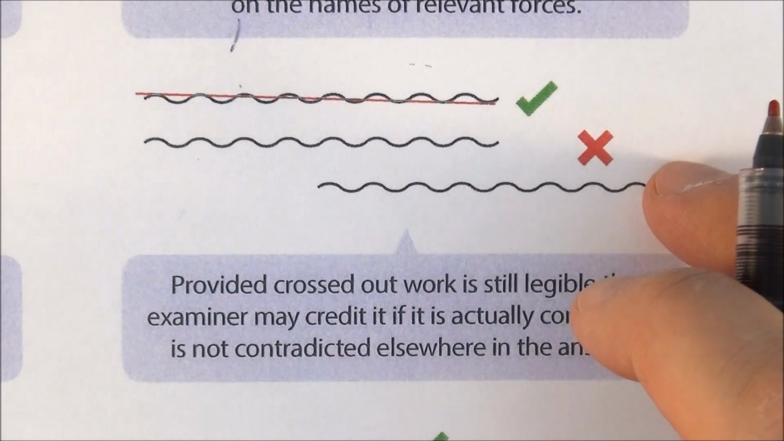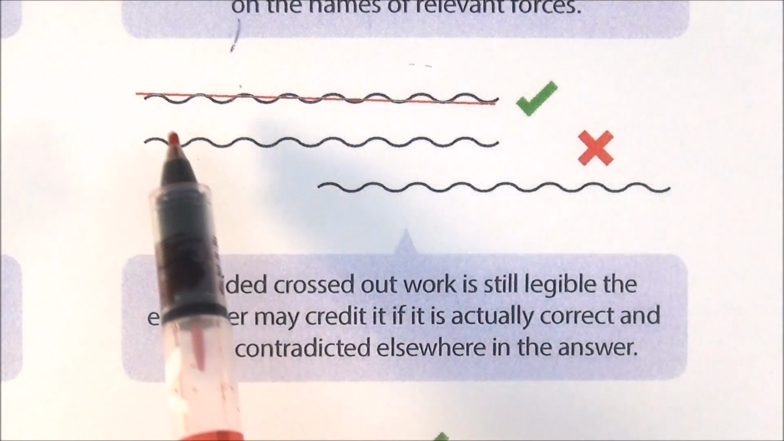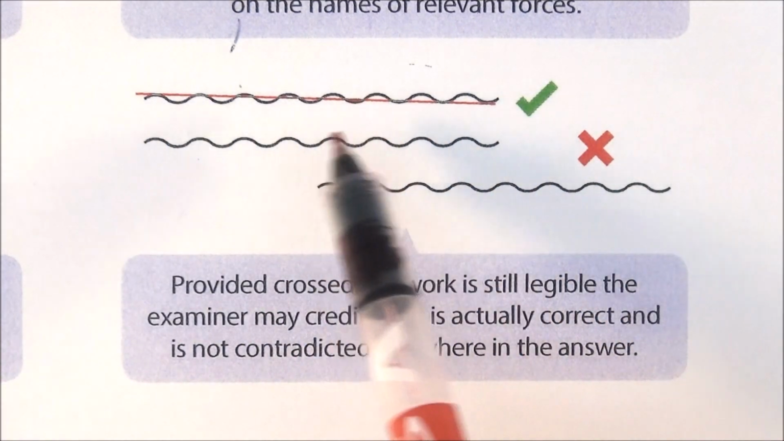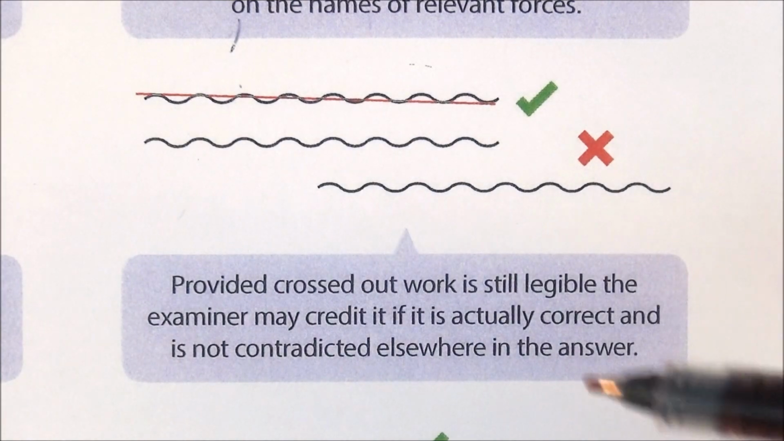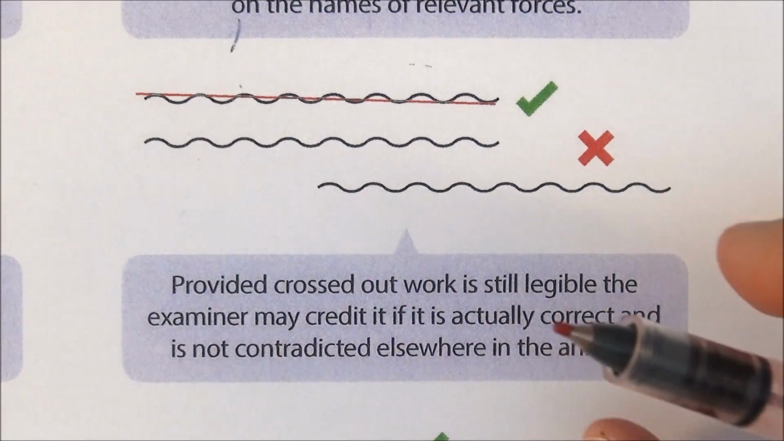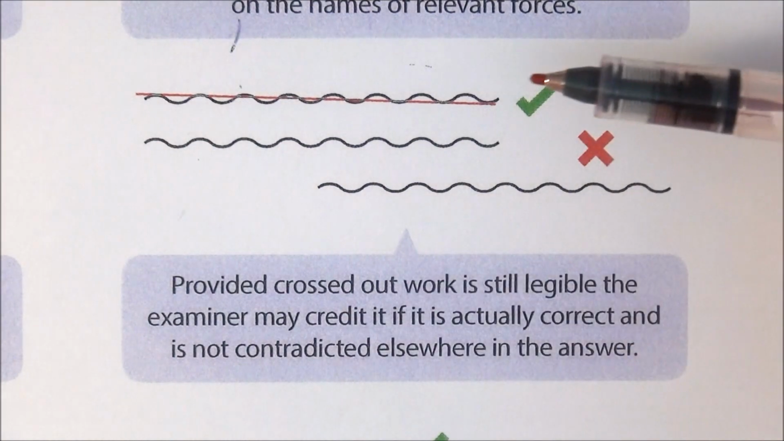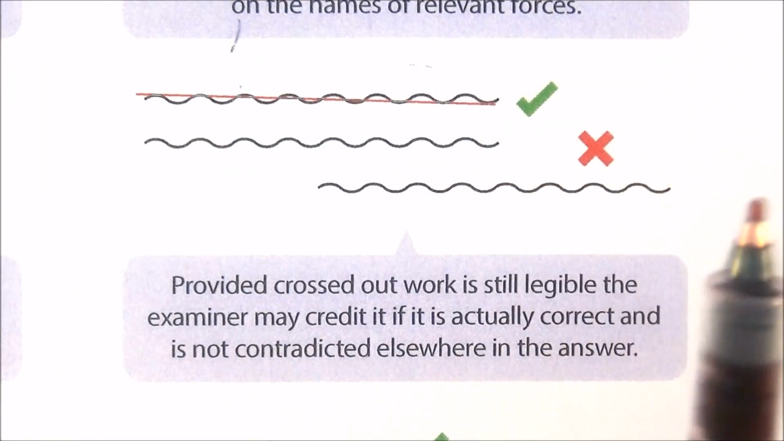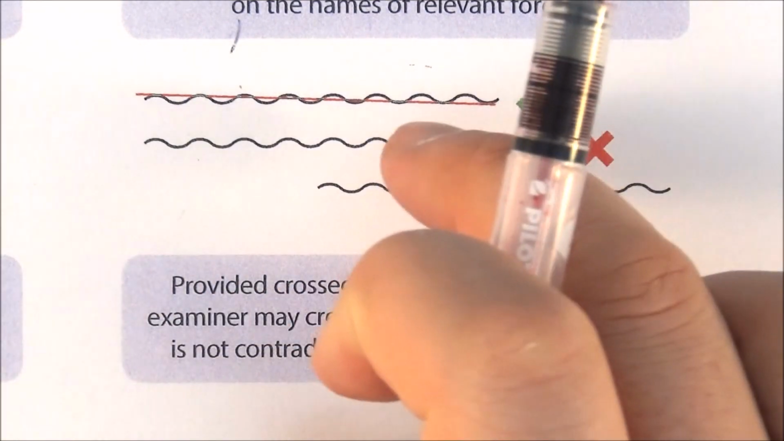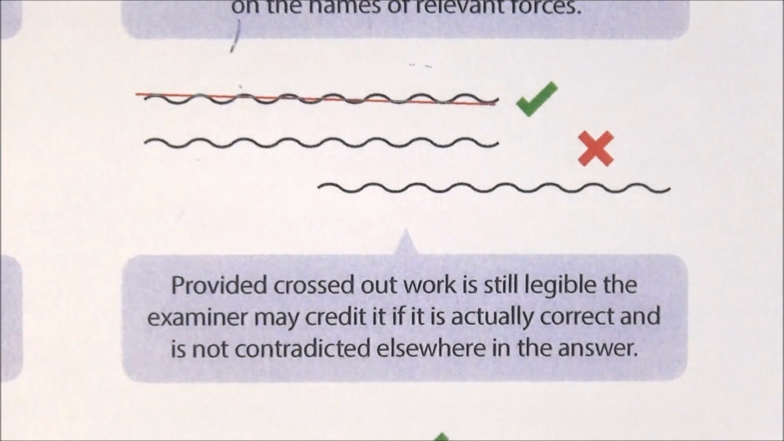However, this one was news to me. Even if you make a mistake and you cross it out, provided your work was correct, you might still be awarded marks for it. Now, this is what OCR say. That doesn't mean that you just have to start crossing everything out, but it does mean that sometimes, provided you're not contradicting yourself somewhere else, even if you think it's wrong, you've crossed it out, you might still gain credit for it, which is a little bit of a bonus.